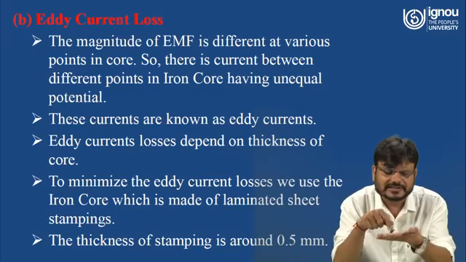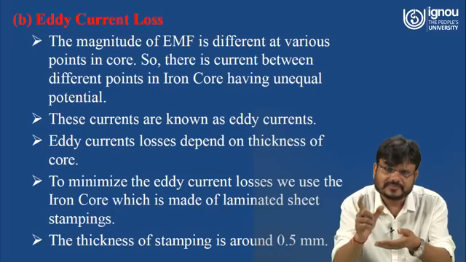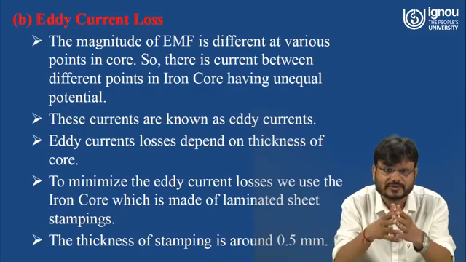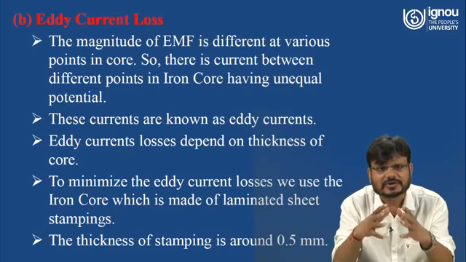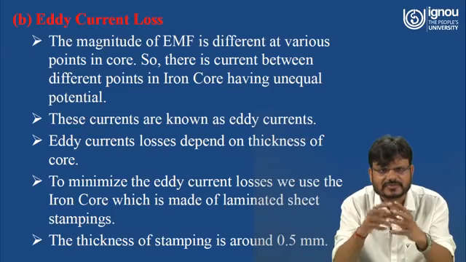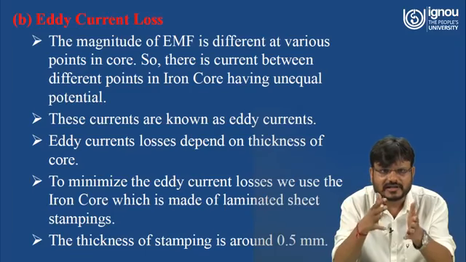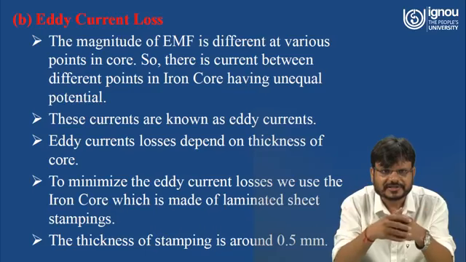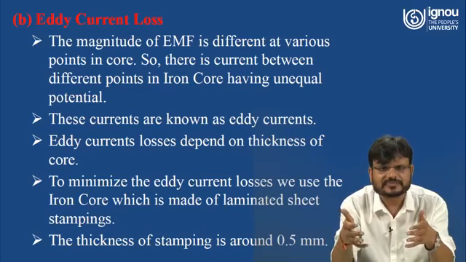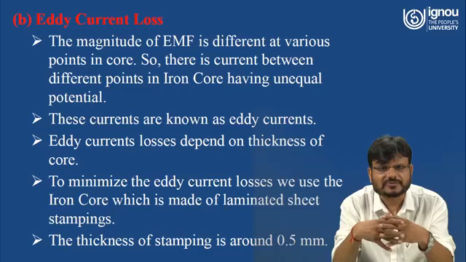So due to this difference in the EMF at different points of the core, a current starts to flow, and this current is basically called eddy current. These eddy current losses depend on the thickness of the core. If the thickness of the core is less, you can reduce the eddy current losses. That's why the core of the transformer is laminated. To minimize the eddy current losses, we use an iron core made of laminated sheet stampings, and the thickness of a stamping is around 0.5 mm.